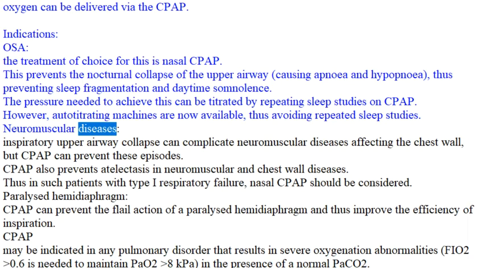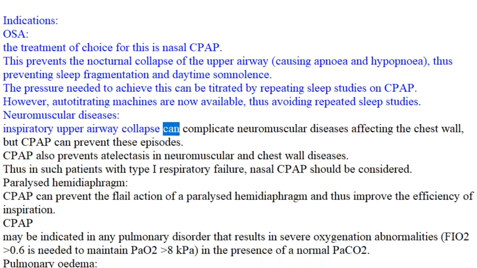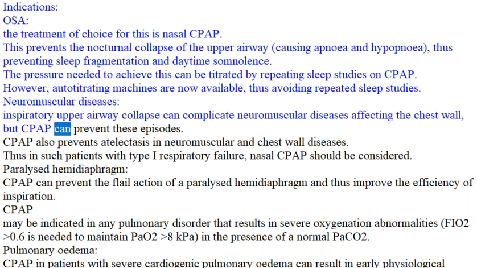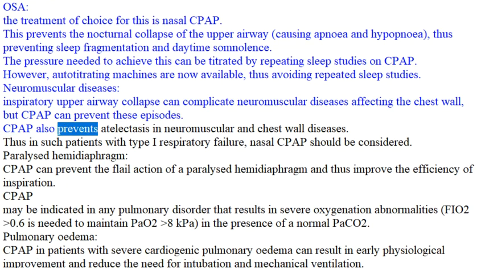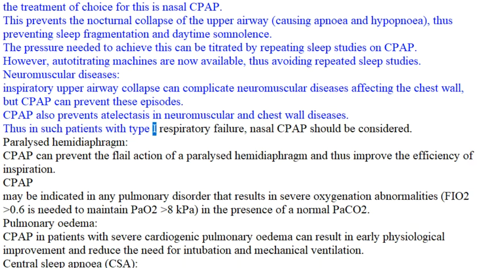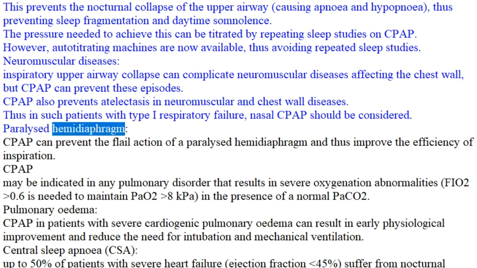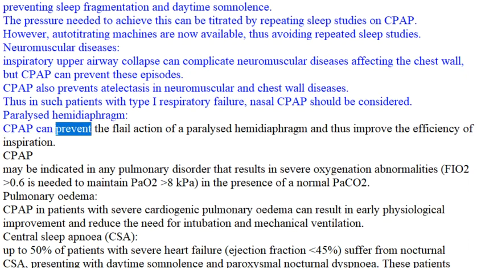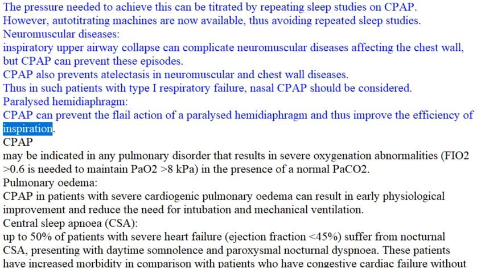Neuromuscular diseases. Inspiratory upper airway collapse can complicate neuromuscular diseases affecting the chest wall, but CPAP can prevent these episodes. CPAP also prevents atelectasis in neuromuscular and chest wall diseases. Thus, in such patients with type I respiratory failure, nasal CPAP should be considered. Paralysed hemidiaphragm. CPAP can prevent the flail action of a paralysed hemidiaphragm and thus improve the efficiency of inspiration.